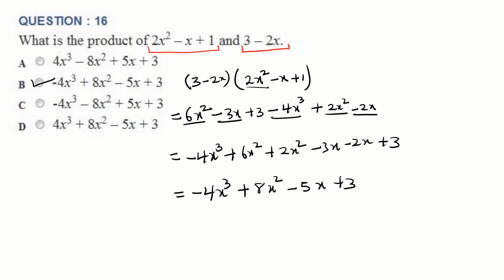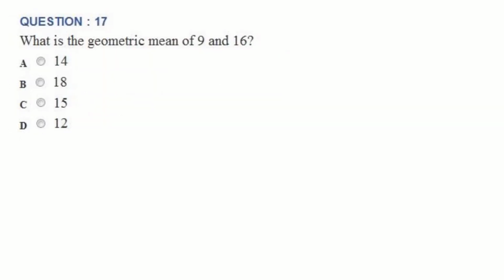Yes. This is question 17, and it's a question on geometric mean. The question states, what is the geometric mean of 9 and 16? What is the geometric mean of 9 and 16? Now take note here that there's a difference between arithmetic mean and geometric mean.